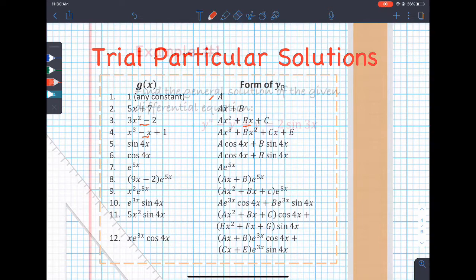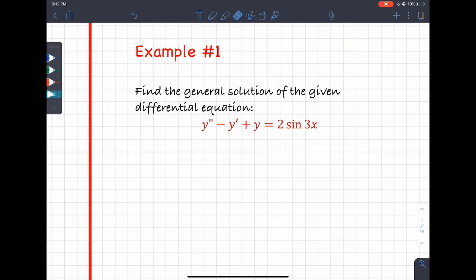Solving our first example, we are to find the general solution of the given differential equation y double prime minus y prime plus y is equal to 2 sine 3x. Our first step in solving a non-homogeneous differential equation is to find the complementary function. The general solution is equal to the complementary function, or the complementary solution, plus the particular solution yp. So our first task is to determine the complementary function.